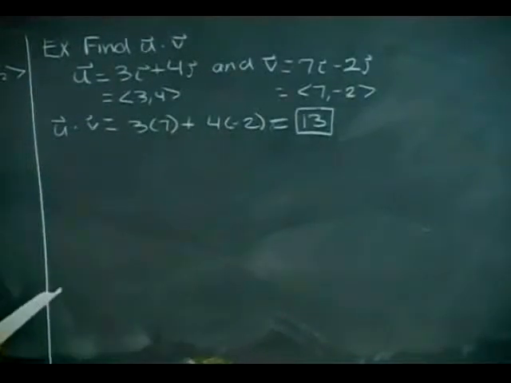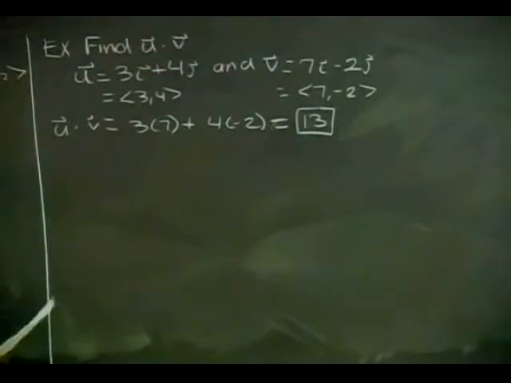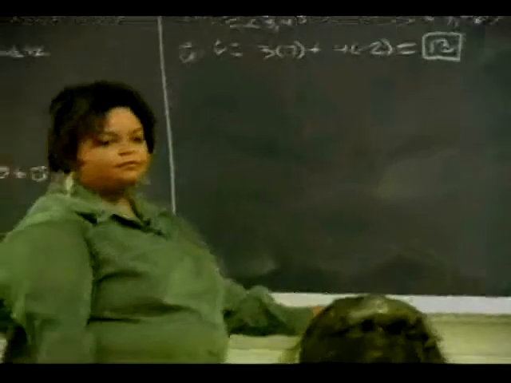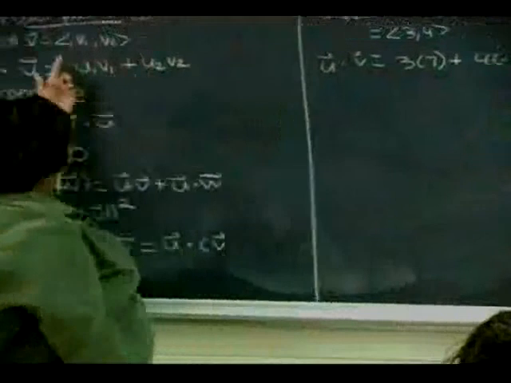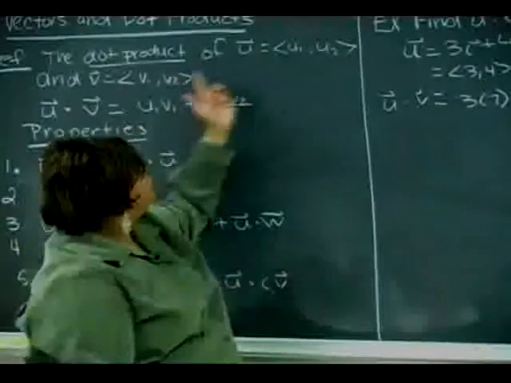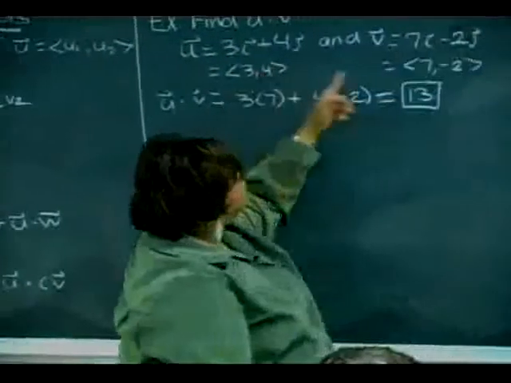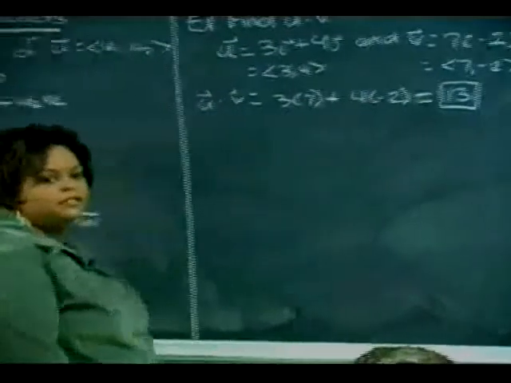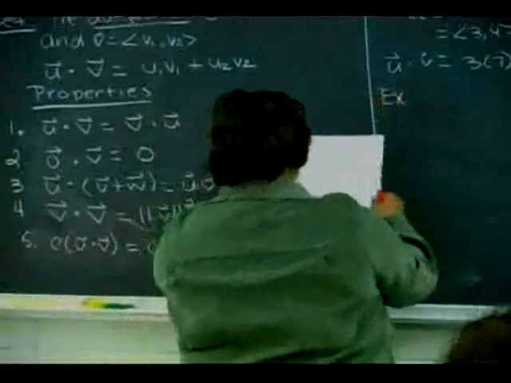Y'all still with me? Any questions so far? Okay. u dot v is what? We take the product of the u1 and v1 plus the product of the u2 and v2. So we have 3 times 7 plus 4 times negative 2. So that's 21 minus 8, which is 13.